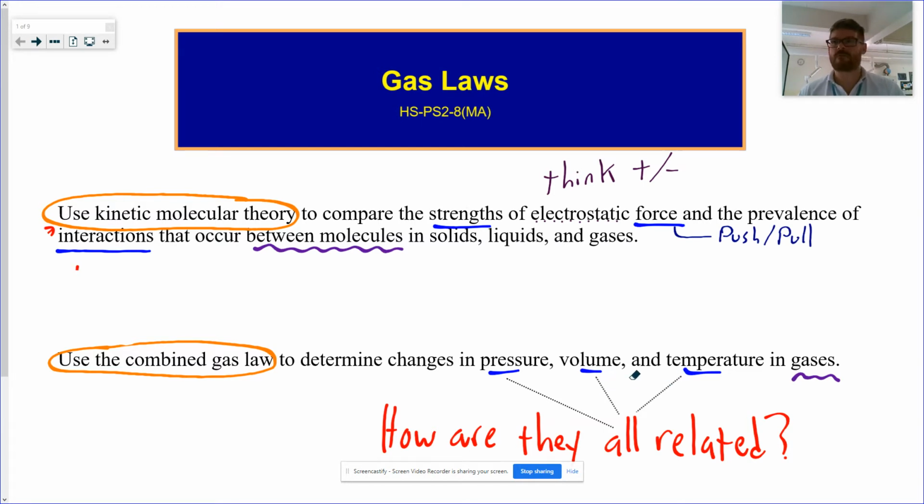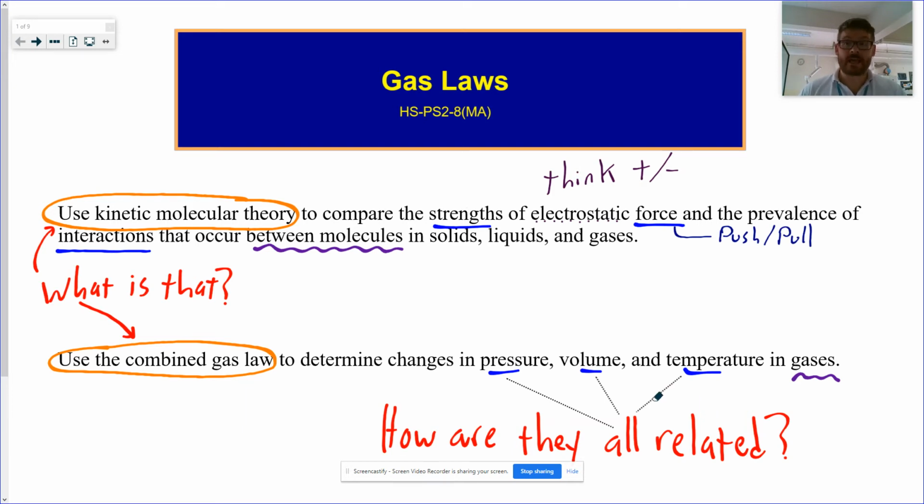So one of the early things we're going to have to do is answer the question of what is that. What exactly is the kinetic molecular theory? What is the combined gas law? These are some tools that I'll give to you so that we can do our greater goal, which is comparing these strengths, forces between these different types of matter, and then understanding the relationship between these different variables in gases specifically. So this is just a short introduction.